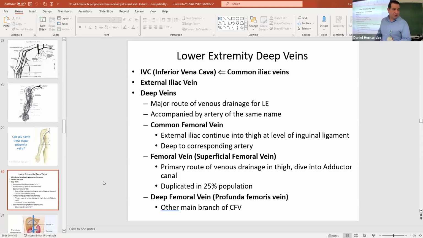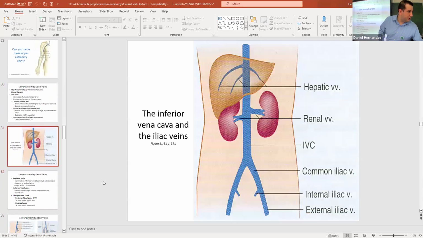And then we have the deep femoral vein or the profundus femoris vein. So we'll see these branches in a moment.